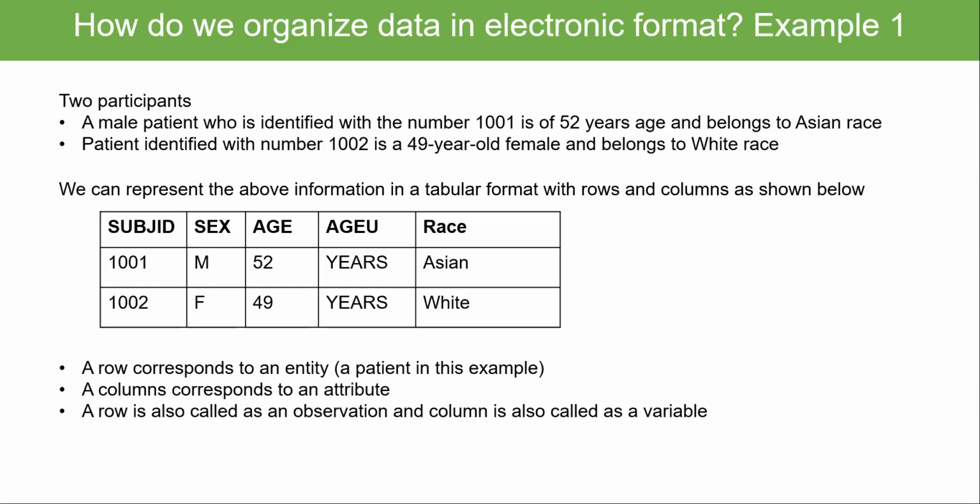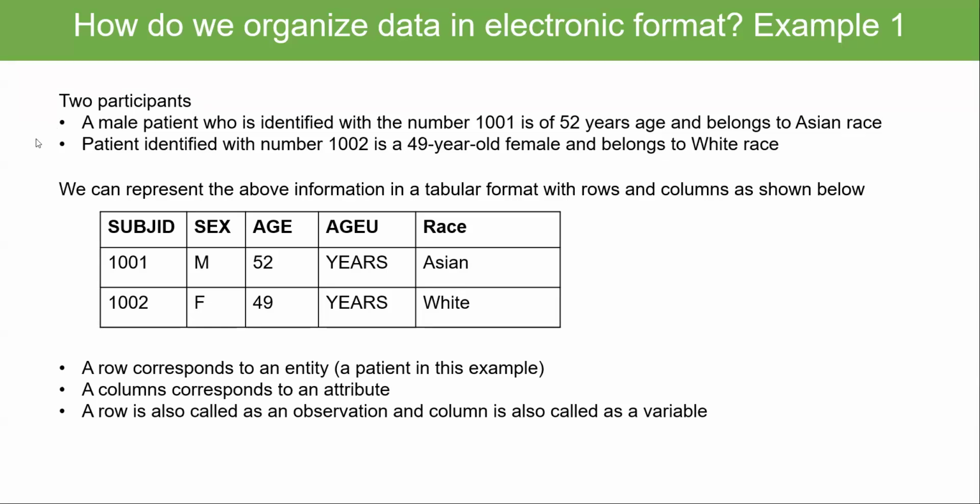So how do we organize data in electronic format? Let's say there is a clinical trial being conducted in which two participants are enrolled. Let's say a male patient identified with number 1001 is 52 years of age and belongs to Asian race. So this is a textual description of a participant. And a textual description of the second patient is, patient identified with number 1002 is a 49-year-old male and belongs to white race. So what do we do with this?